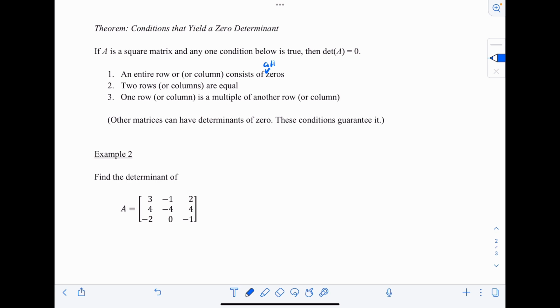The second one says 2 rows or 2 columns are equal, same entries. And the third similarly says that 1 row or column is the multiple of another row or column. Okay, so if any of those are true, your determinant will be 0. Now, obviously, other matrices can also have determinants of 0. There's just not other ways of determining that without actually going through the work. These 3 just guarantee that you will get 0 for that determinant.